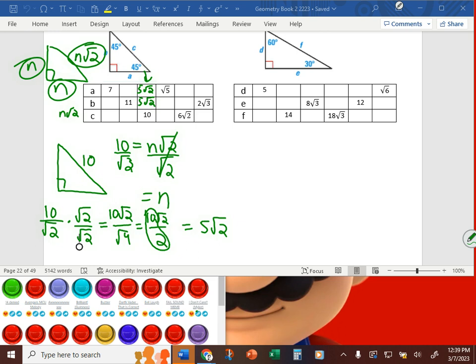Exactly. So could you just divide it by 2? Like if it was 12, could you do just 6 root 2? Yeah. Try it. Does it work? It worked. Good.